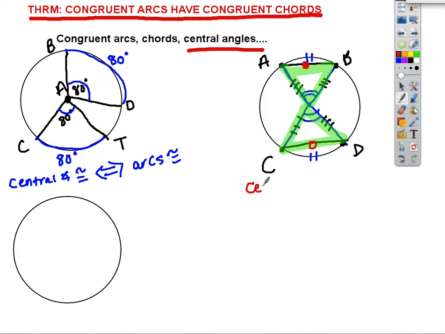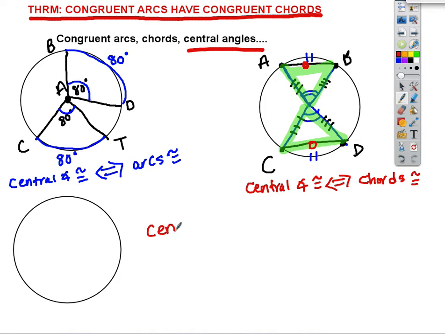So if the central angles are congruent, that means that the chords are congruent. And if the chords were congruent, that meant that the central angles are congruent. All of these are linked. Literally, you can make one long statement.